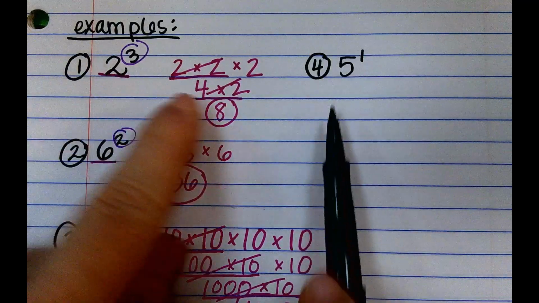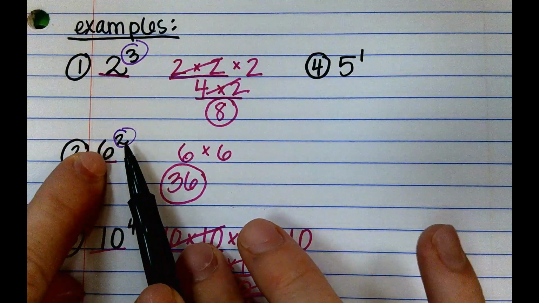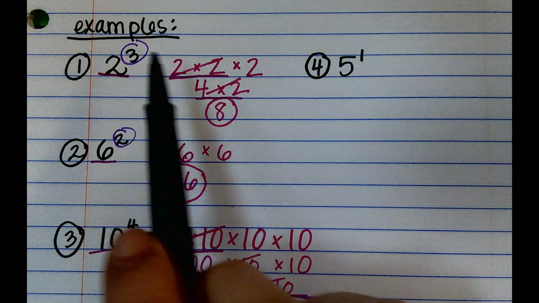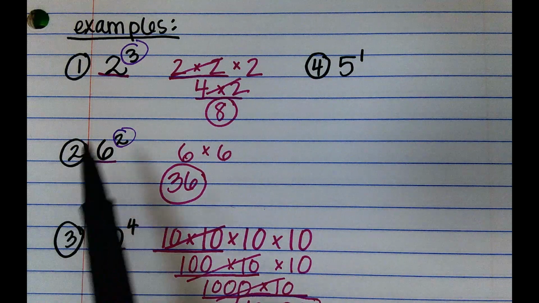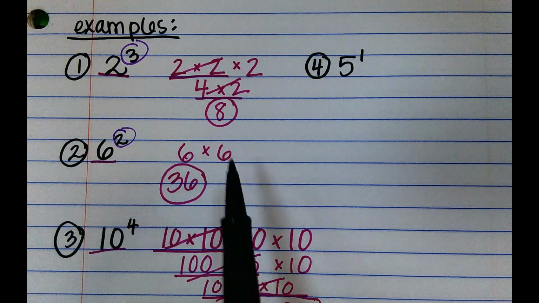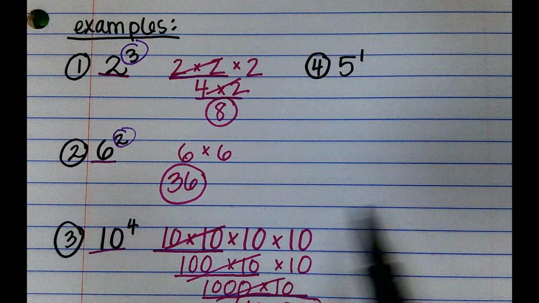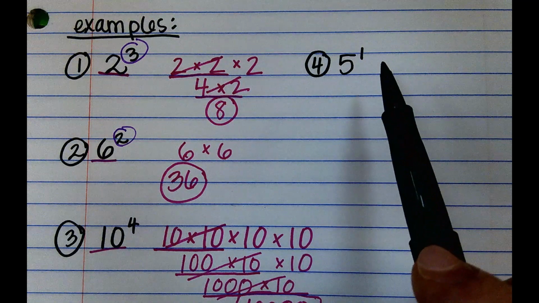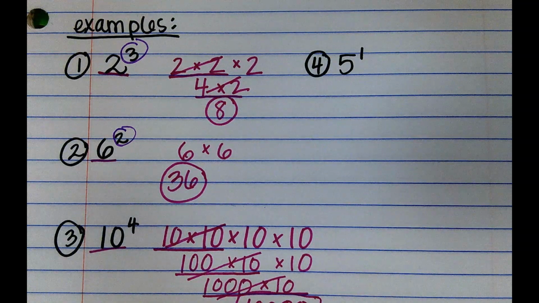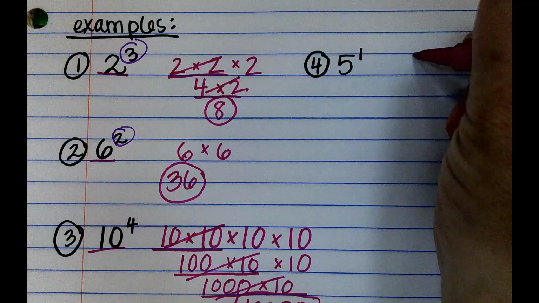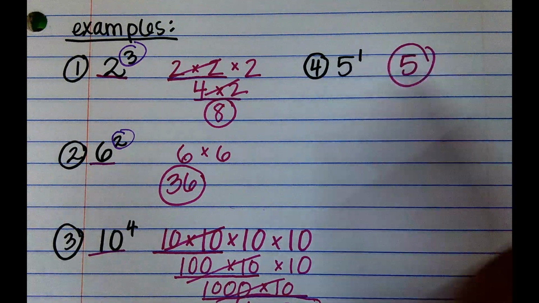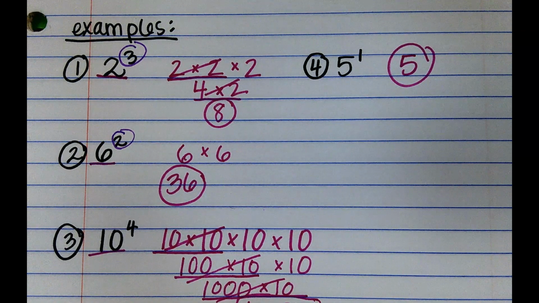That power tells me how many times to write the base number. So for 2 to the third power, we wrote 2 3 times. 6 to the second power, we wrote 6 2 times. 10 to the fourth, we wrote 10 4 times. 5 to the first power, we write 5 just 1 time. So the answer is just 5. That power says I only want one of you. I want 1 5.